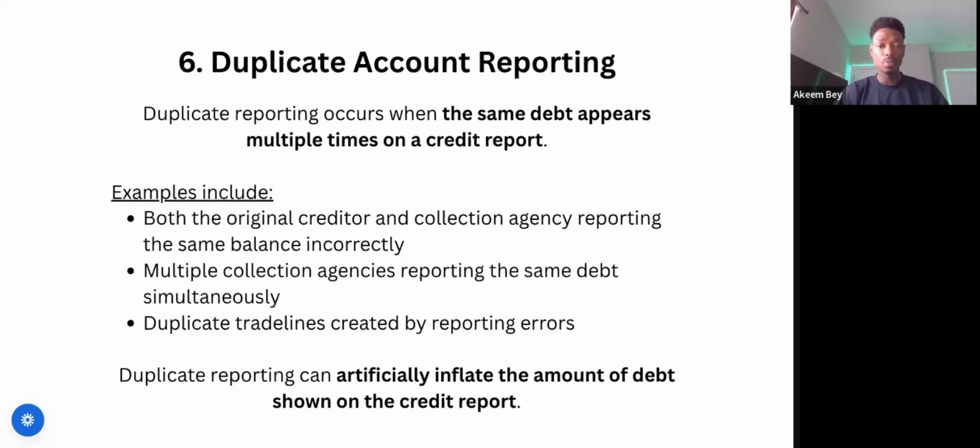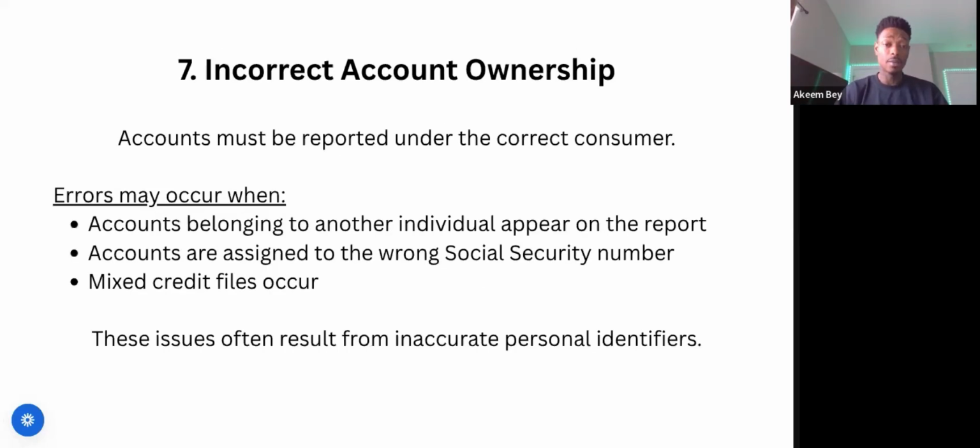There'll be multiple collection agencies reporting the same debt simultaneously, or there'll be duplicate trade lines created by reporting errors. That's what happens with LVNV Funding, right? And duplicate reporting can artificially inflate the amount of debt actually shown on your credit report, throwing off your DTI, leading again to denials or lower credit limits.